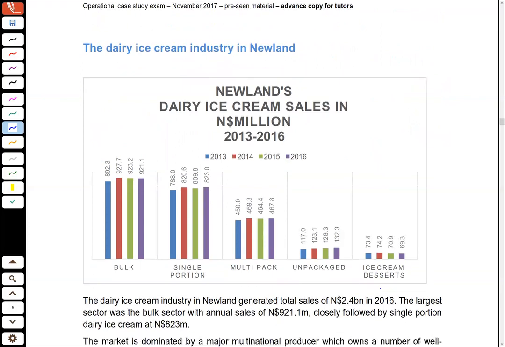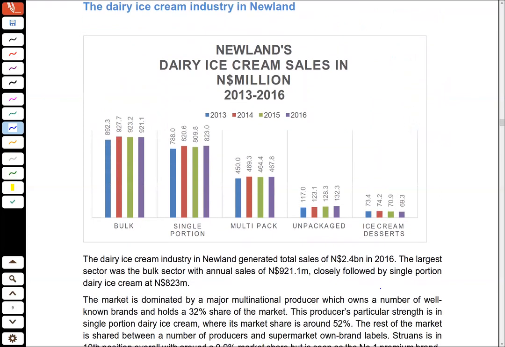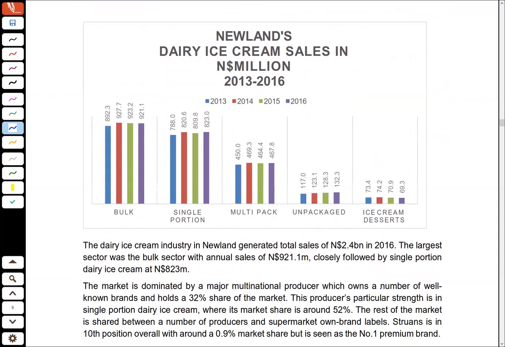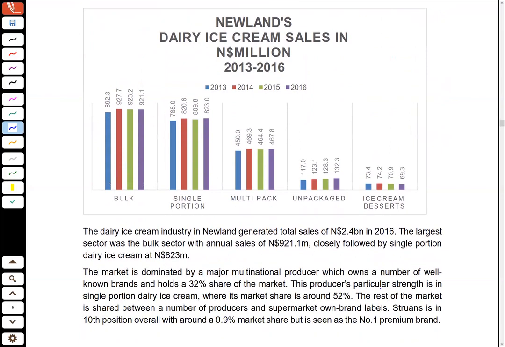We then have information about the industry in Newland, so really finding out how the performance has been in terms of our product. So we do need to understand the product analysis. From a bulk point of view, this is obviously who we are. This is Struans. The largest sector is the bulk sector, and then you go all the way down to that single portion ice cream. So really the opposite ends of the spectrum are the two most profitable, or the most generating from a revenue point of view.